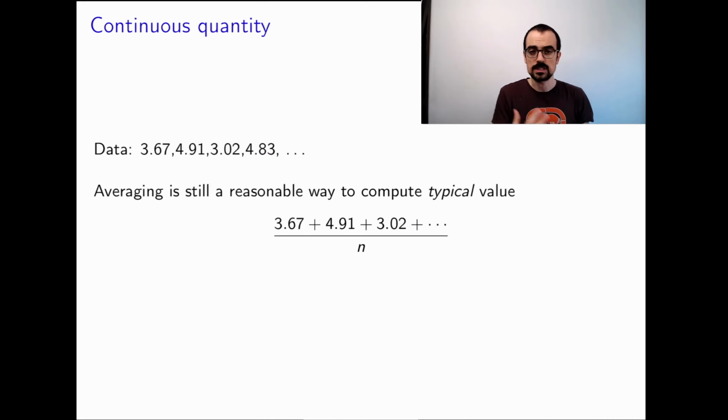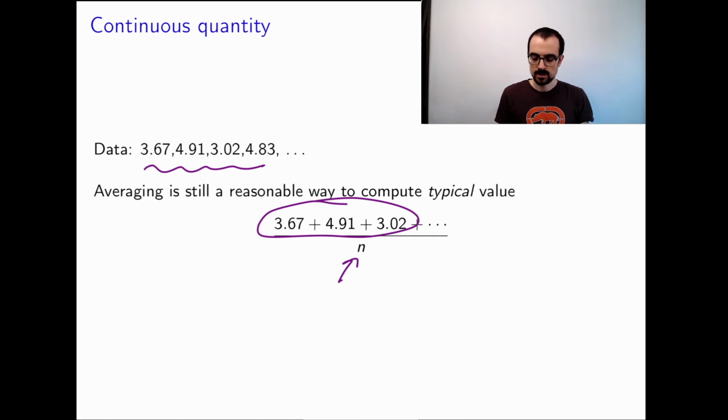Okay, so now we've talked about discrete quantities up to now. What happens if I have continuous quantities, which I'm often interested in? Let's say that the data now look like this. Okay, so continuous values. Averaging is still a reasonable way to compute a typical value, right? We can still sum all the possible values and divide by the number of data. That's a very reasonable way to estimate a typical value in this data set.